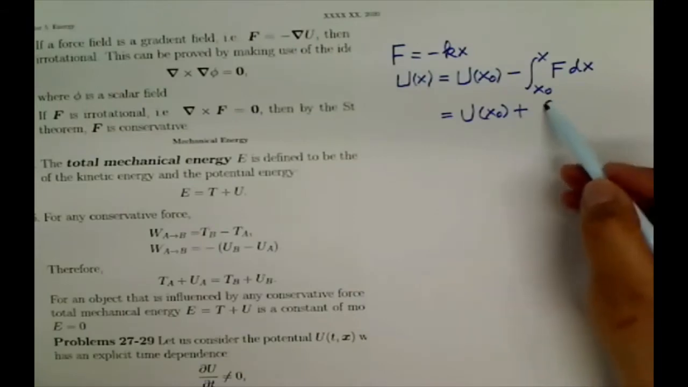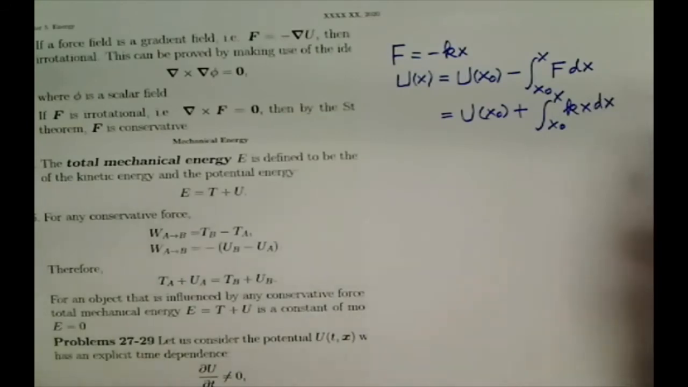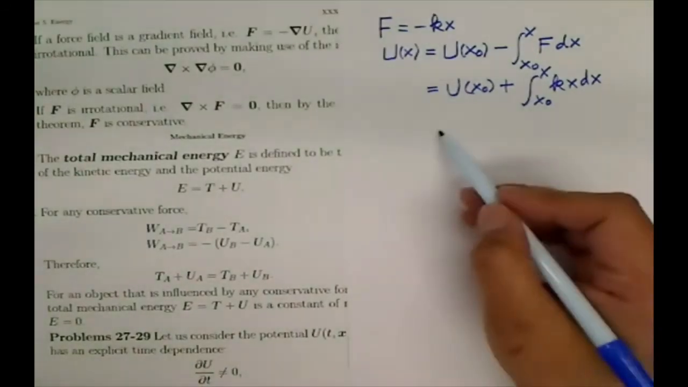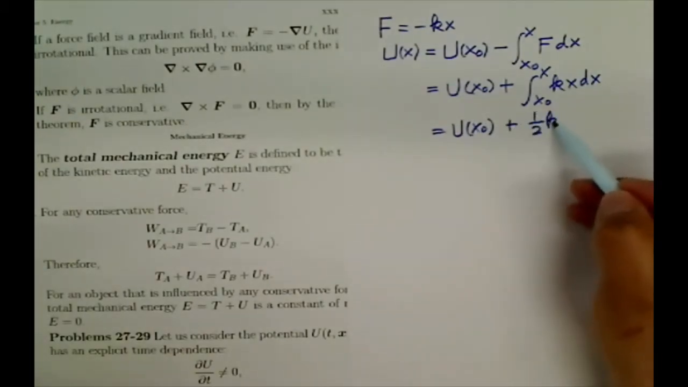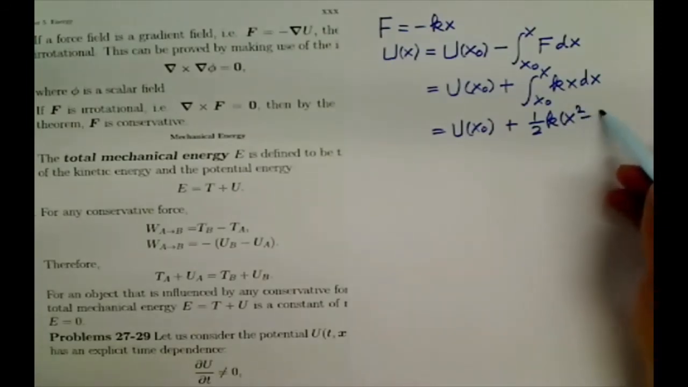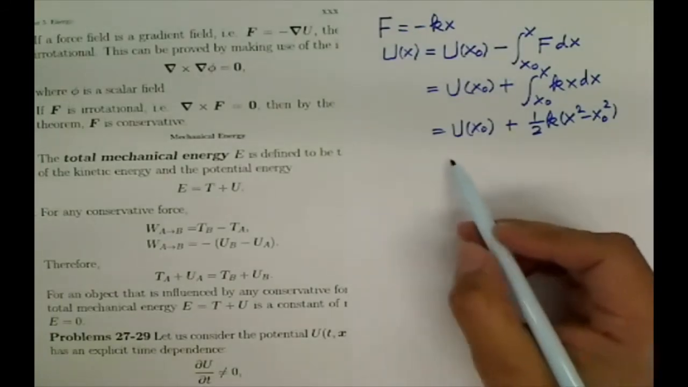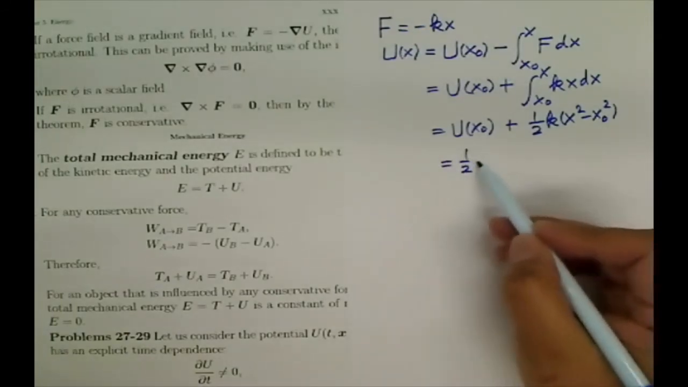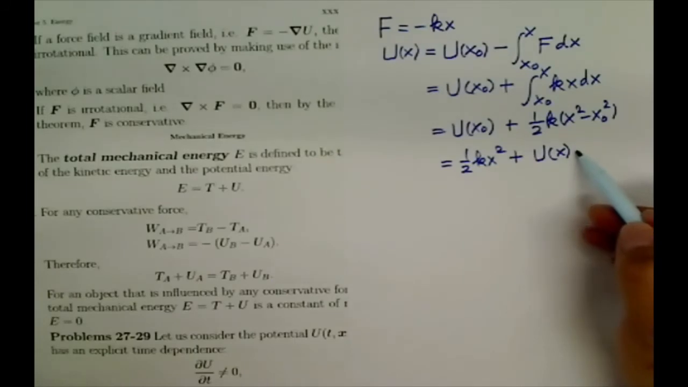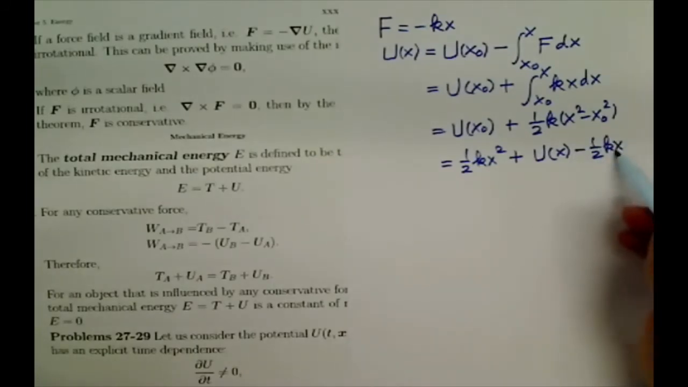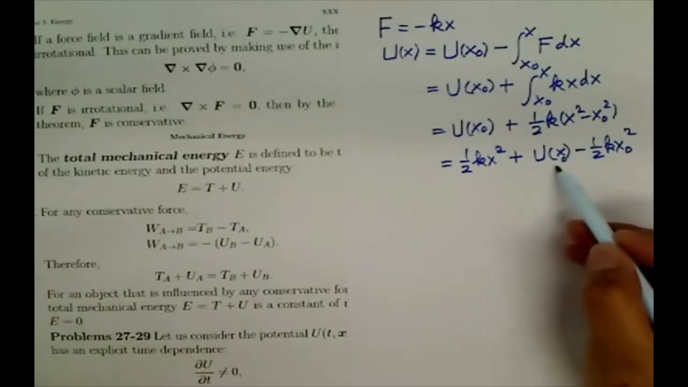It becomes a plus kx dx. And this is U of x0 plus 1/2 k times x squared minus x0 squared. Okay. The simplest form is 1/2 kx squared plus U of x0 minus 1/2 kx0 squared. It's x0, so this is arbitrary.